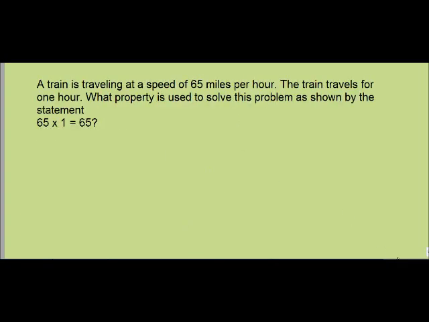Yep. Okay, a train is traveling at a speed of 65 miles per hour. The train travels for 1 hour. What property is used to solve the problem as shown by the statement? Let's see here. 65 times 1 equals 65. I got it back. So that would be the identity property.